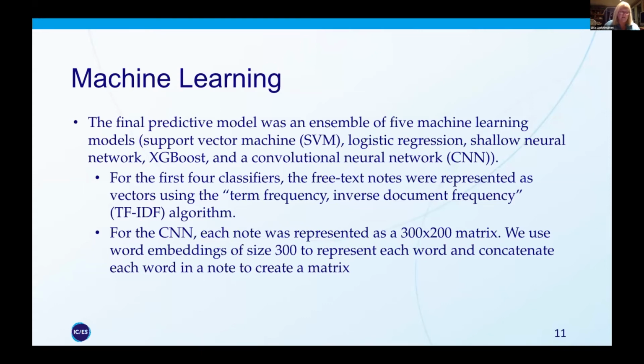There was consideration of sequences of 1 to 2 tokens or n-grams when building the vocabulary, and we made sure that the n-grams occurred at least 3 times. For the CNN, each note was represented by a 300 by 200 matrix. So word embeddings of size 300 were created to represent words and the words around those words. Word embeddings are actually algorithms that leverage the context of words, such as their surrounding words, to create an informative numeric vector for each word.